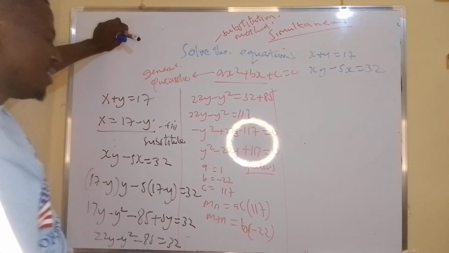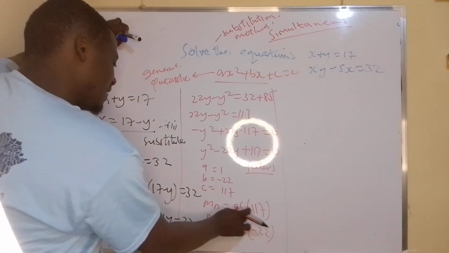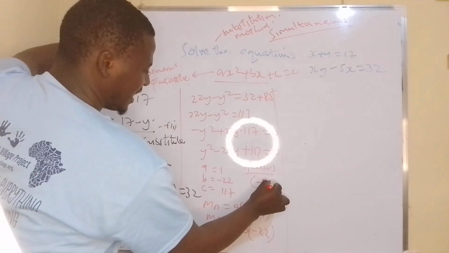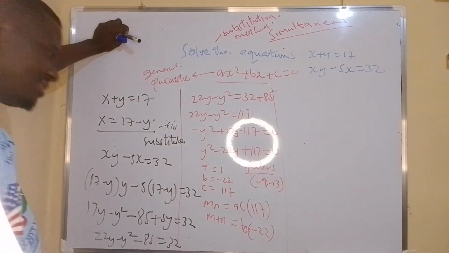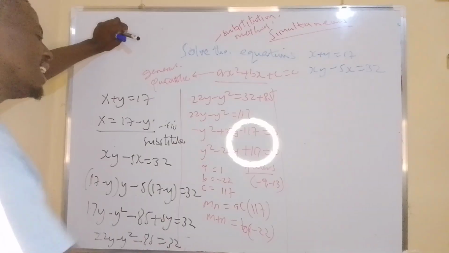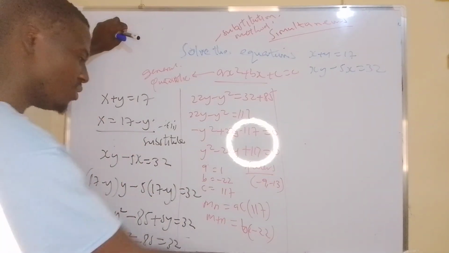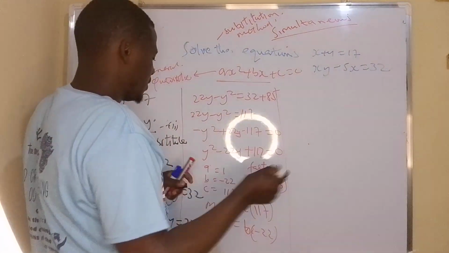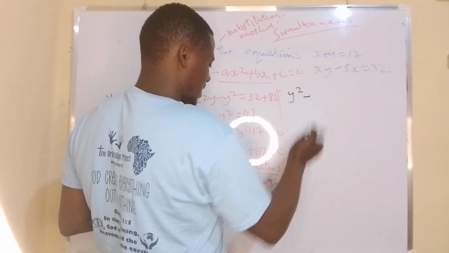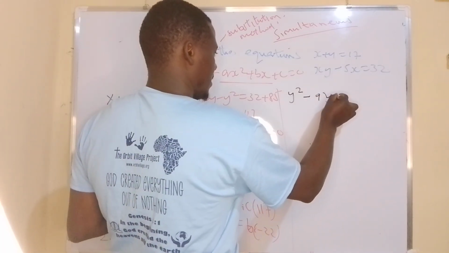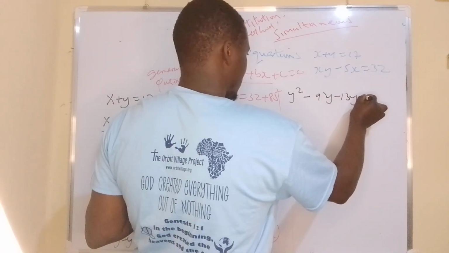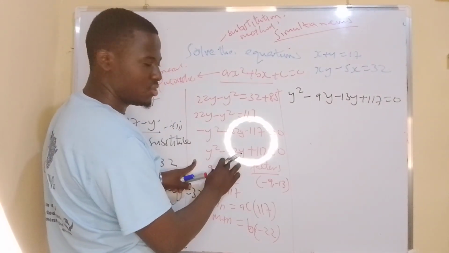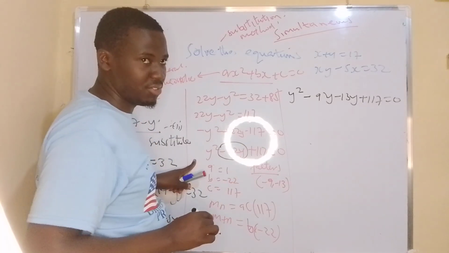For the factors, when you multiply them you get 117, and the same numbers, when you add them, you get negative 22. Possible numbers are negative 9 and negative 13. Negative 9 times negative 13 gives you 117, positive. And negative 9 plus negative 13 gives you negative 22. Substitute that and do the expansion: y squared minus 9y minus 13y plus 117 is equal to 0. Minus 9y minus 13y gives you minus 22y. It's important to understand that.